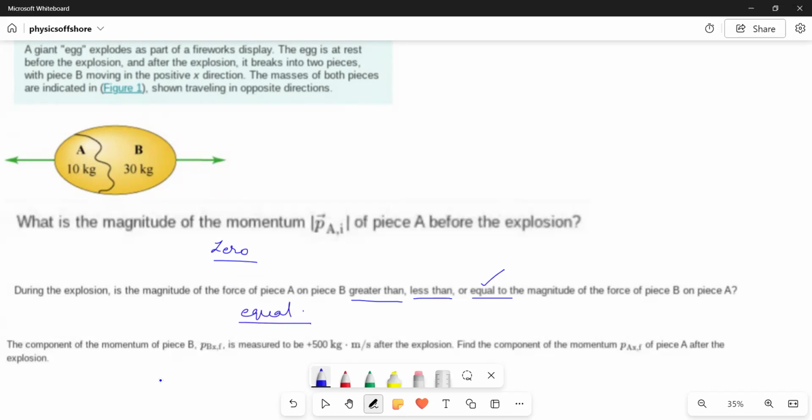Okay. Next, the component of the momentum of piece B is measured to be plus 500 kilogram meter per second after the explosion. Find the component of the momentum of piece A after the explosion. Just now I told you F_AB is equal to F_BA. Am I right? And moreover, F is equal to delta P by delta t. If you want, I will explain how it is.